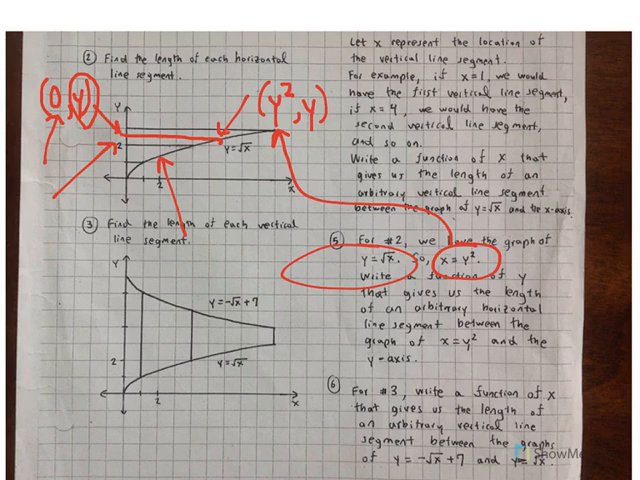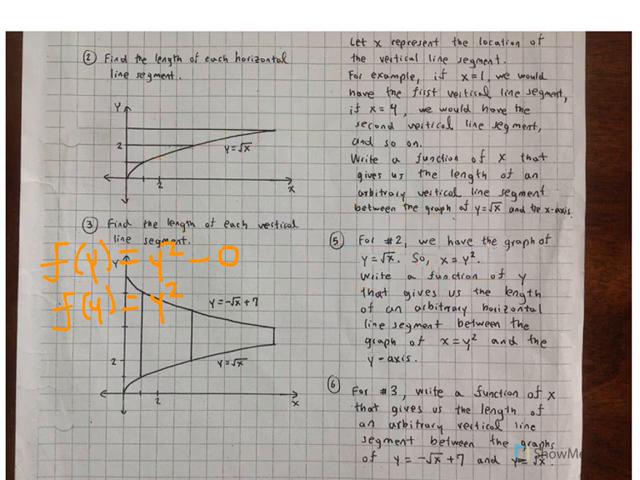To find the length of an arbitrary horizontal line segment between the graph of y is equal to square root of x and the y-axis, what we have to do is like what we did in number 2. We would take the x-coordinate of the right endpoint, we would take the x-coordinate of the left endpoint and subtract them in the order right minus left. So our function is f of y is equal to y squared minus 0. And if you simplify that, you get f of y is equal to y squared. So now we can test it out.